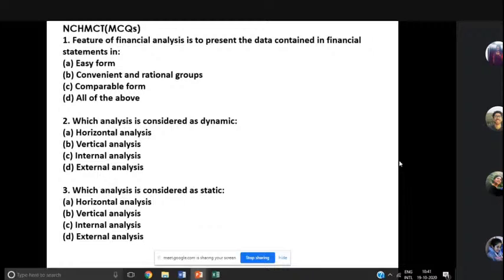Feature of financial analysis is to present the data contained in financial statements in... Which is the answer for question 1? All of the above.